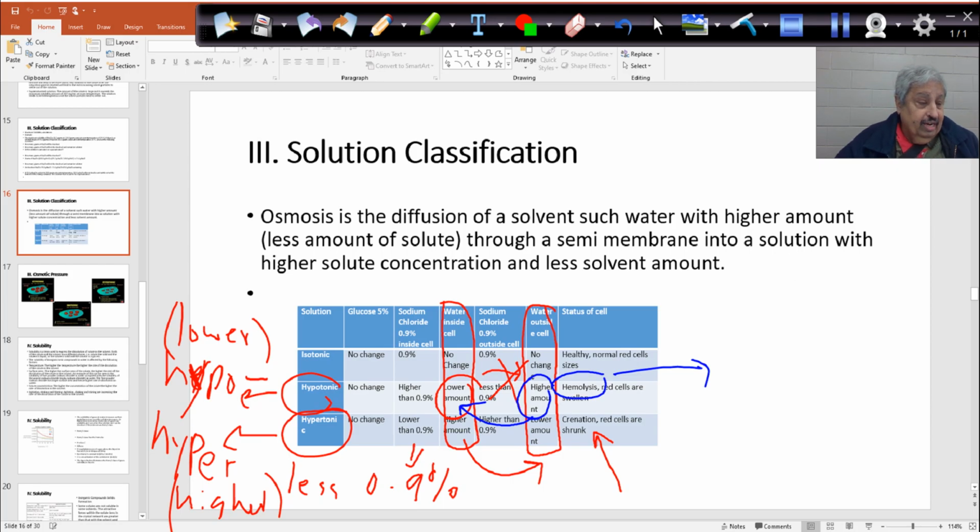So we have hypotonic, hypertonic, isotonic. Hypo means less H2O inside the cell. Hyper means a higher amount of H2O.